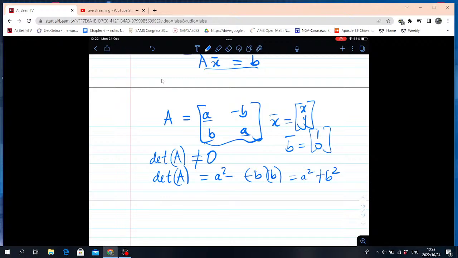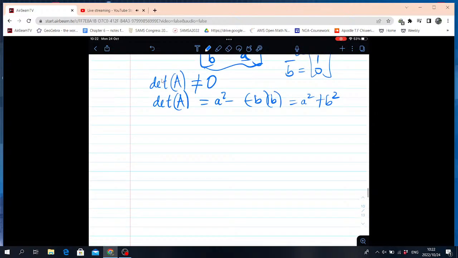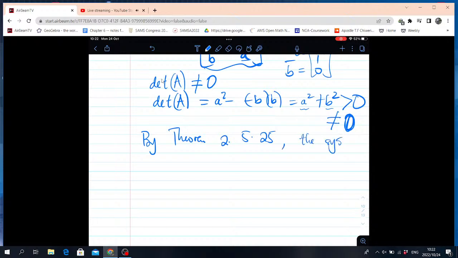But what is a squared plus b squared? If we look at the conditions that we have here, we know that at least one of them, either a is not equal to 0 or b is not equal to 0. So in other words, a squared plus b squared has to be greater than 0, and in fact, that means it's not going to be equal to 0. So because of that, we know that by theorem 2.5.25, the system has a unique solution.